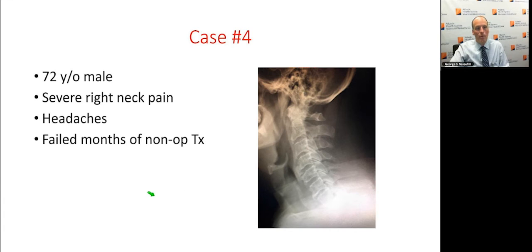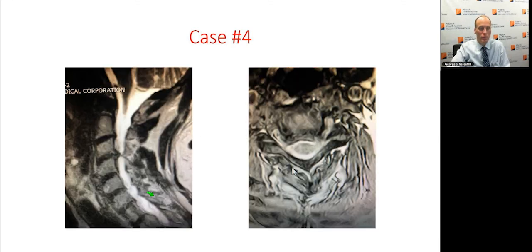The next is a 72-year-old man who presented with severe neck pain, headaches, referred pain into his deltoid. He was sent to me by a shoulder surgeon because they initially thought it was his shoulder as well. There was this large disc herniation C3-4, causing compression of the exiting C4 nerve root.